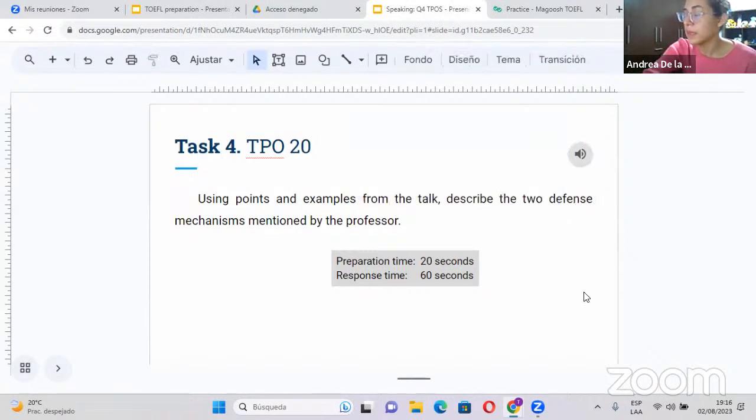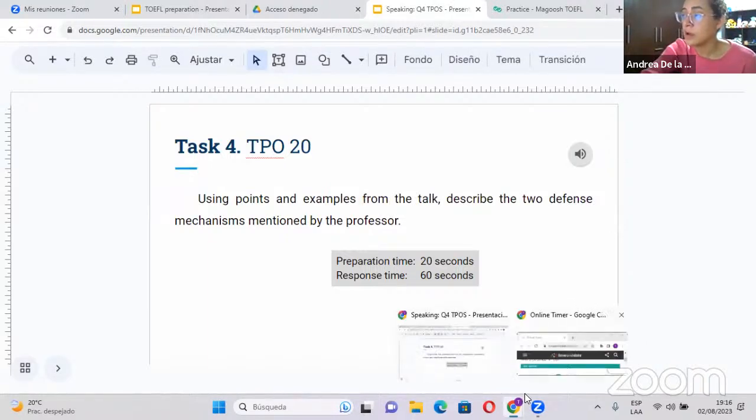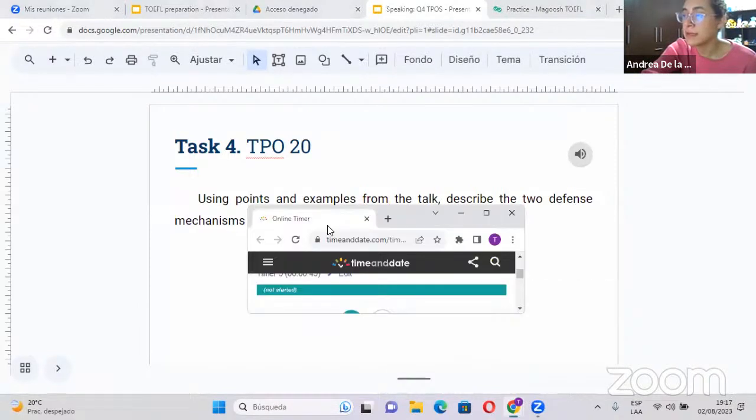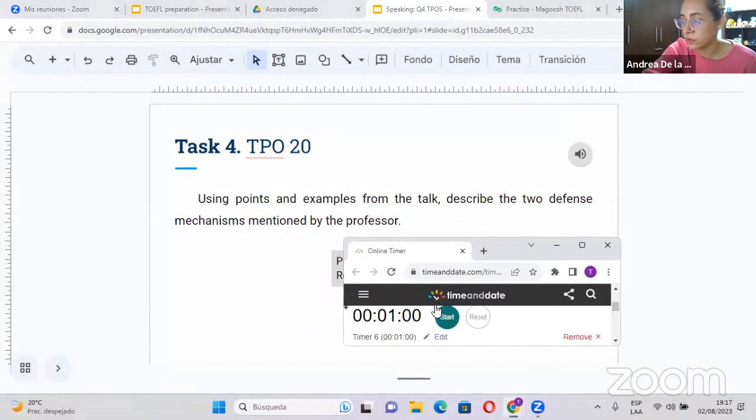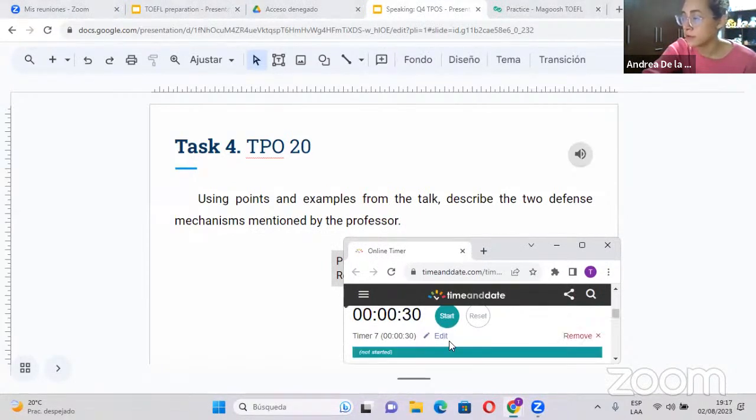Now the question says, using points and examples from the talk, describe the two defense mechanisms mentioned by the professor. You will now have 30 seconds to prepare your responses.